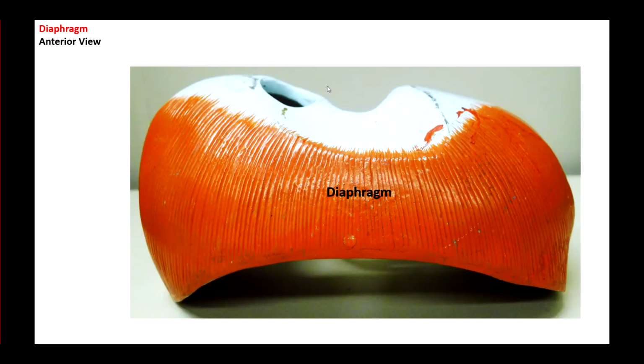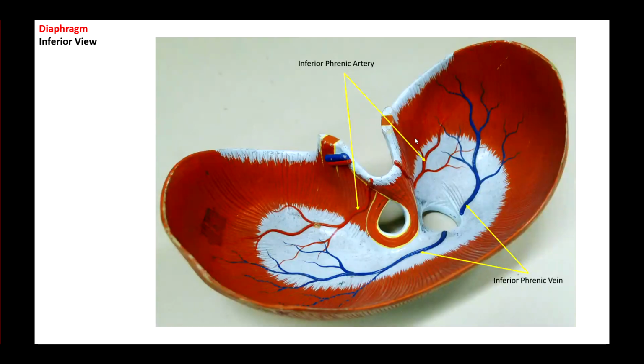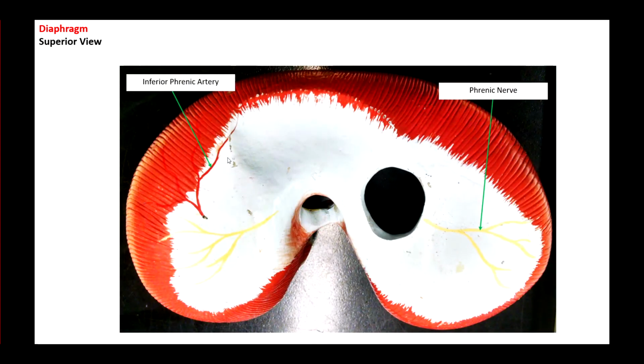Okay, this is the diaphragm, so this is the main muscle of breathing. We also went over this on the blood vessel part. Here's your inferior phrenic artery and vein, and then if we turn it around, superior phrenic artery right here. They don't show the superior phrenic vein. The yellow one, I'm not going to ask this, but that would be the phrenic nerve.